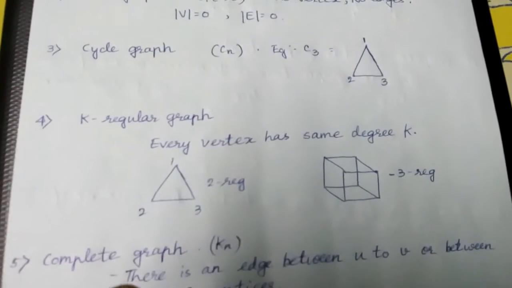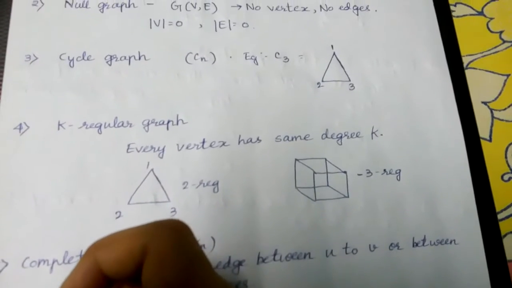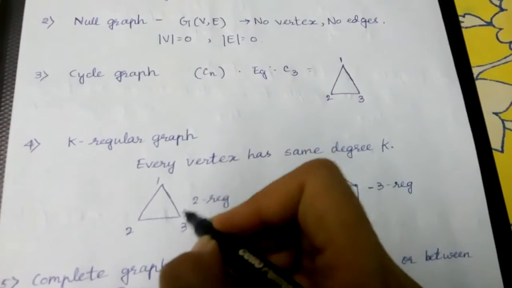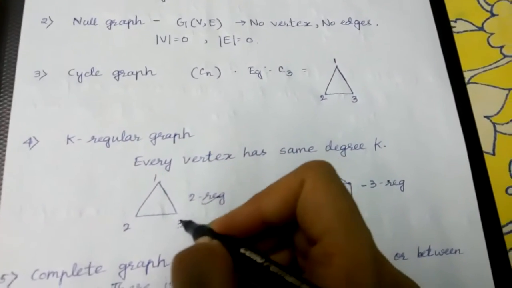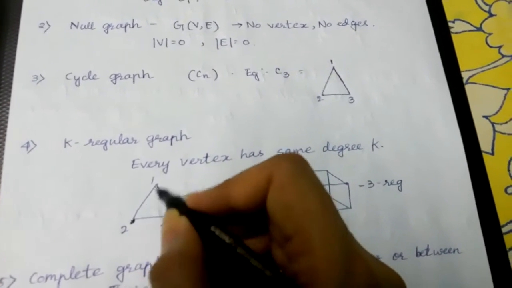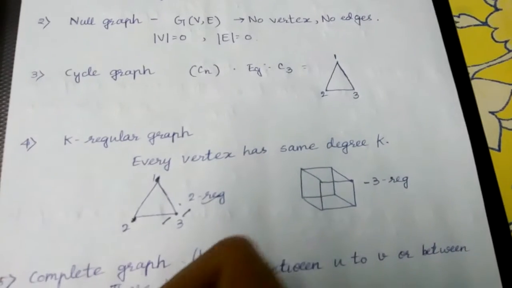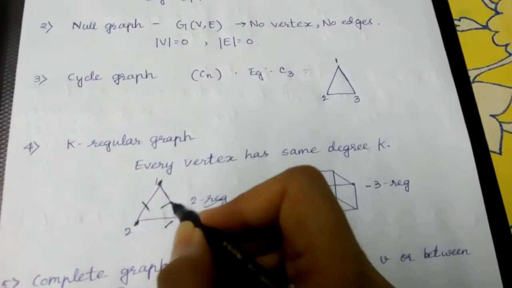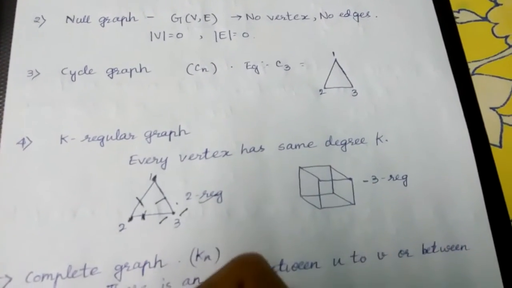Look carefully for the k-regular graph. Each vertex has some degree k. So for this one, we have a 2 regular graph. Why? Because each vertex has 2 degrees. So 3 has 2 degrees, 2 has 2 degrees, 1 also has 2 degrees. So you can see this edge, this edge, this edge. So each one of them has 2 degrees.